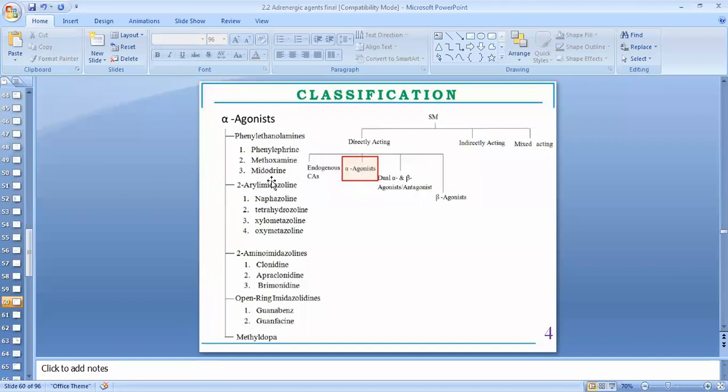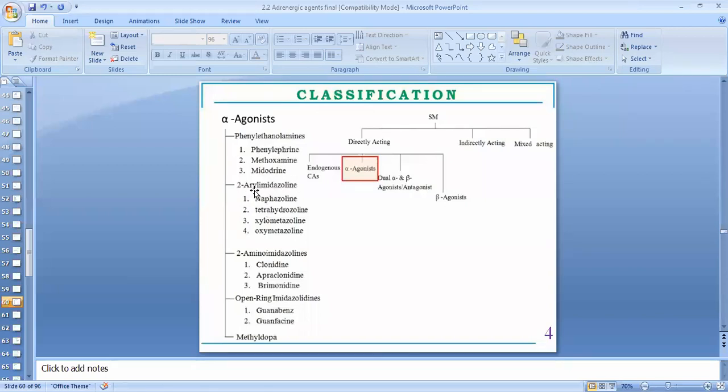So they are classified. Basically, they are classified into these many classes. Class number 1 will be, we have already known, phenyl ethanolamines. We already discussed that this phenyl ethylamine is the ring required to show the adrenergic response or adrenergic drugs. So what are the examples of drug? They are there in this class. See, please pay attention. So what are the examples of drug? The examples of drug are phenylephrine, methoxamine, and ritodrine.